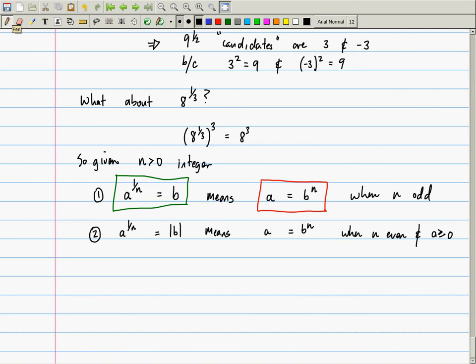So I'd like to point something out. If n is even, like a to the 1 over 2, or a to the 1 over 4, or a to the 1 over 100, then the result has to be positive. Right? The result has to be positive. That's part of what the rule is implying here.